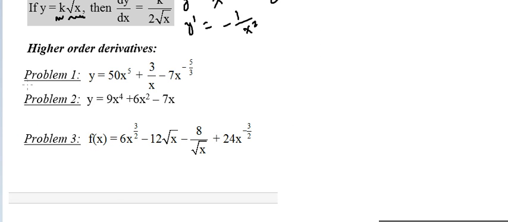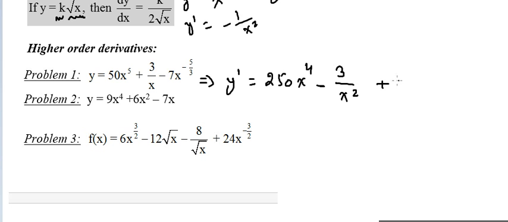Problem 1, y equals 50x power 5 plus 3 over x minus 7x to the power minus 5 over 3. What is its derivative? Y prime equals 250x power 4, right? Minus, because it's constant over x, so the derivative is minus that constant over x squared, right? Minus 7 times minus 5 over 3, it's a plus 35 over 3, x to the power minus 5 over 3 minus 1, and the 1 is 3 over 3, right? So it's minus 8 over 3. And that's it.